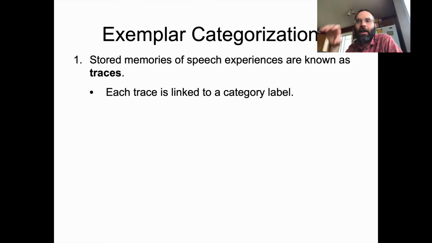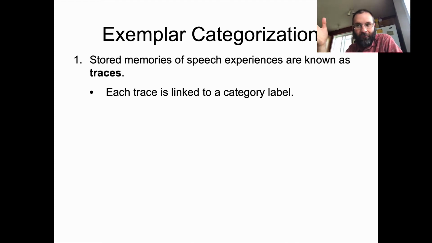But like I said, in exemplar models, categorization happens on the fly, so it can evolve over time. It happens always in time, and it evolves over time as a category might change its contents. So rather than looking at specific properties that a speech token might have to define it, we'll talk about stored memories of speech experiences as traces. So this is a memory-based model.